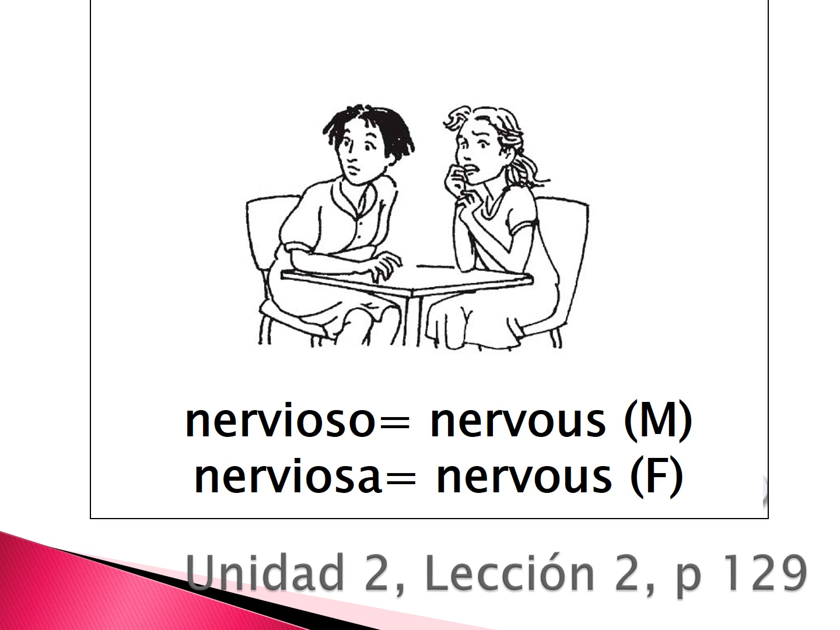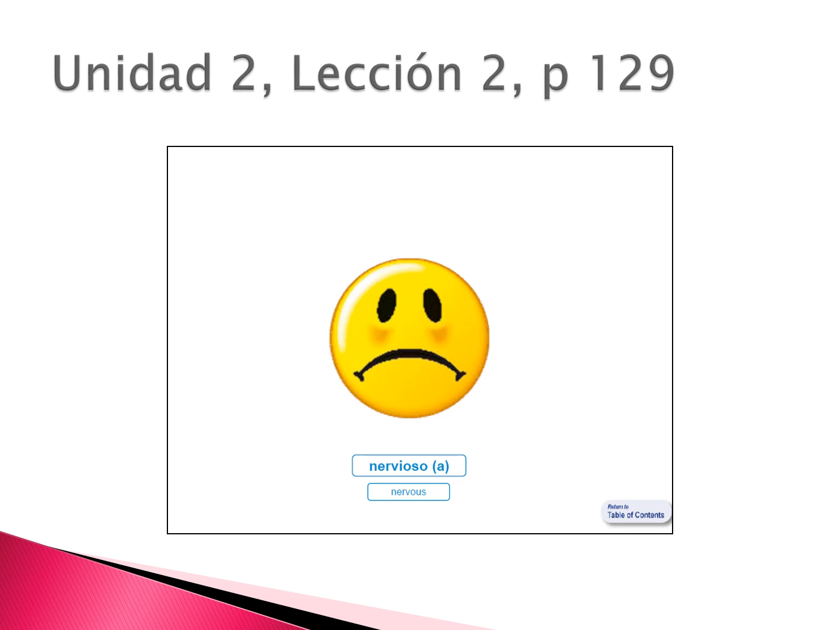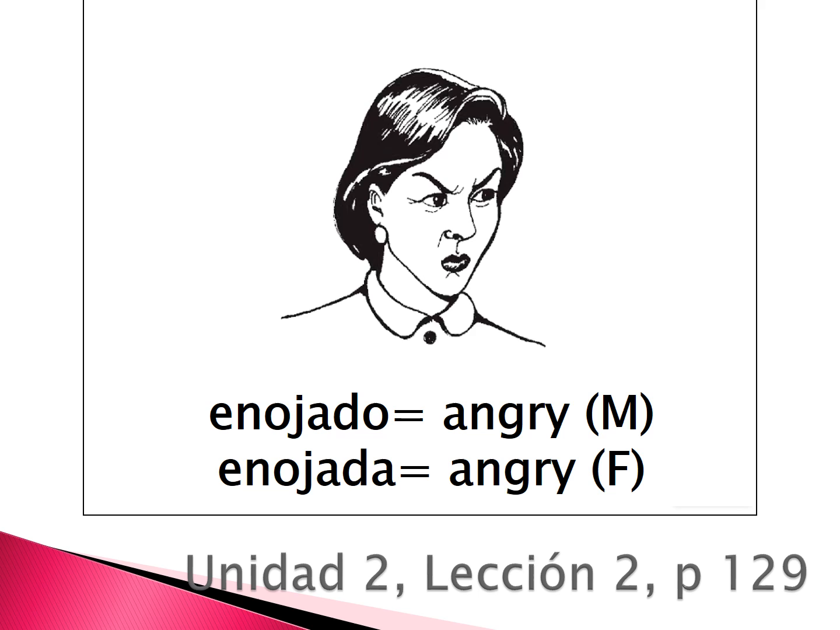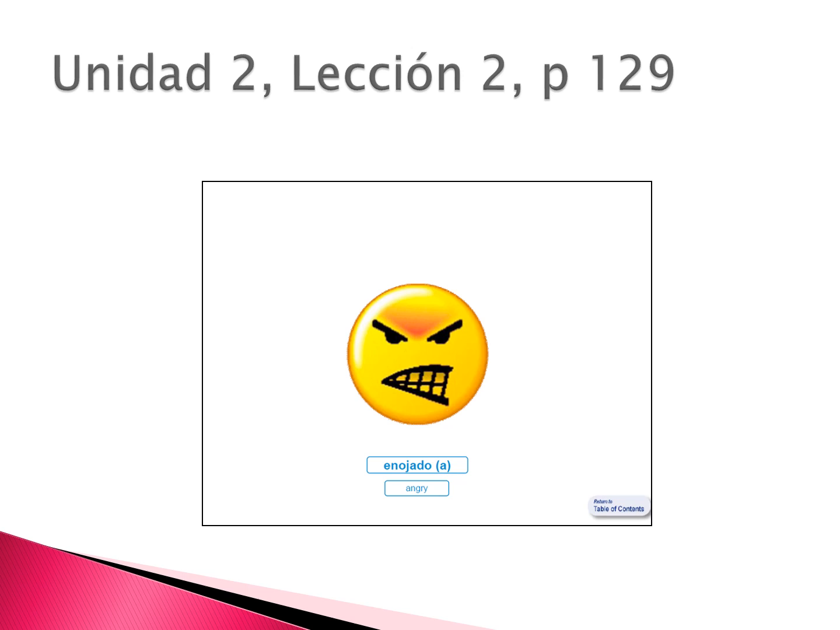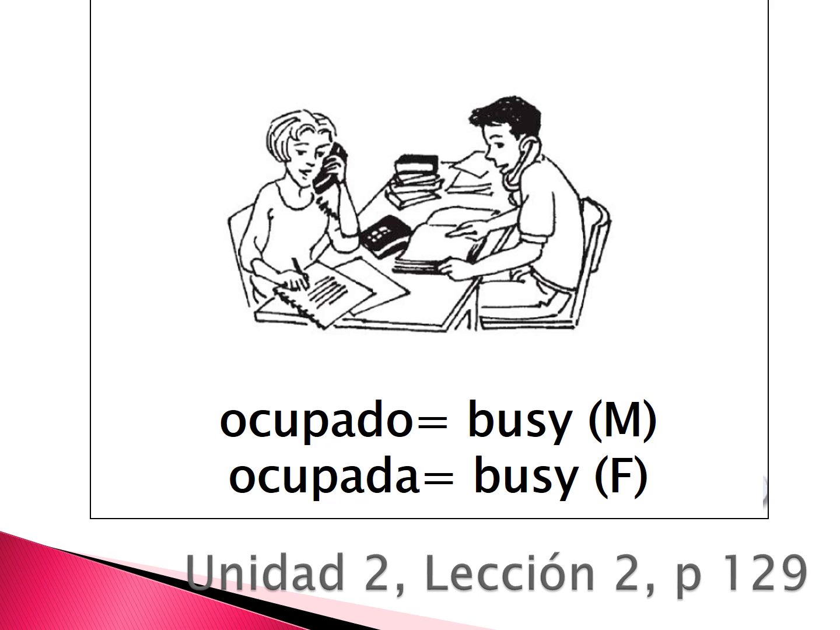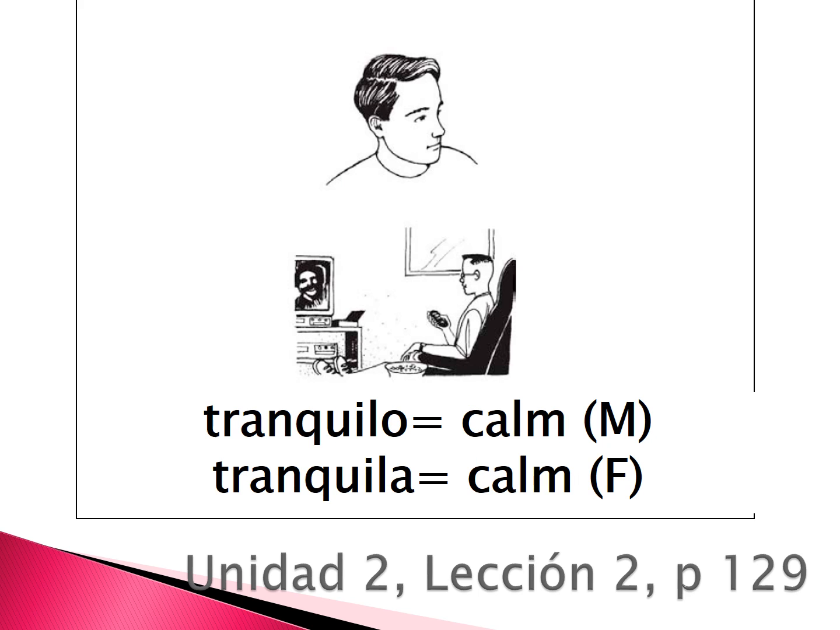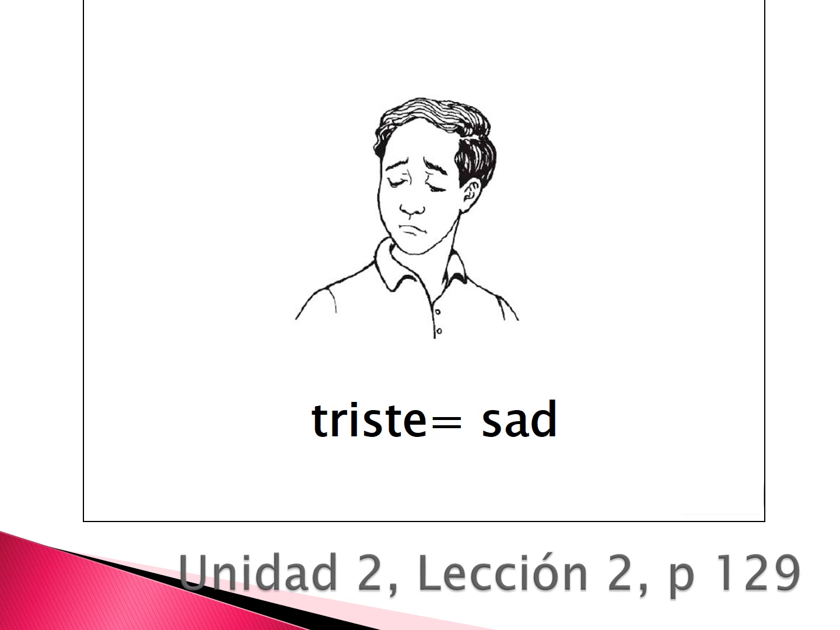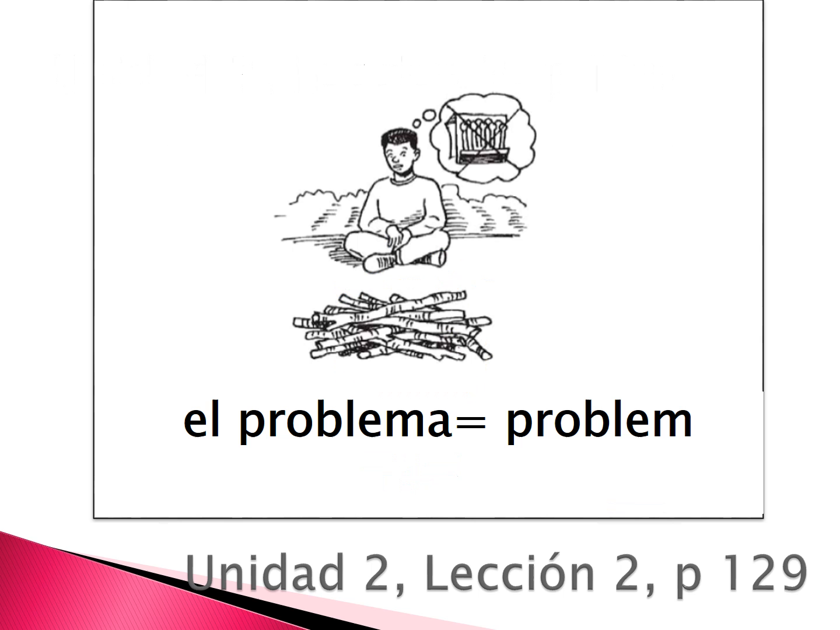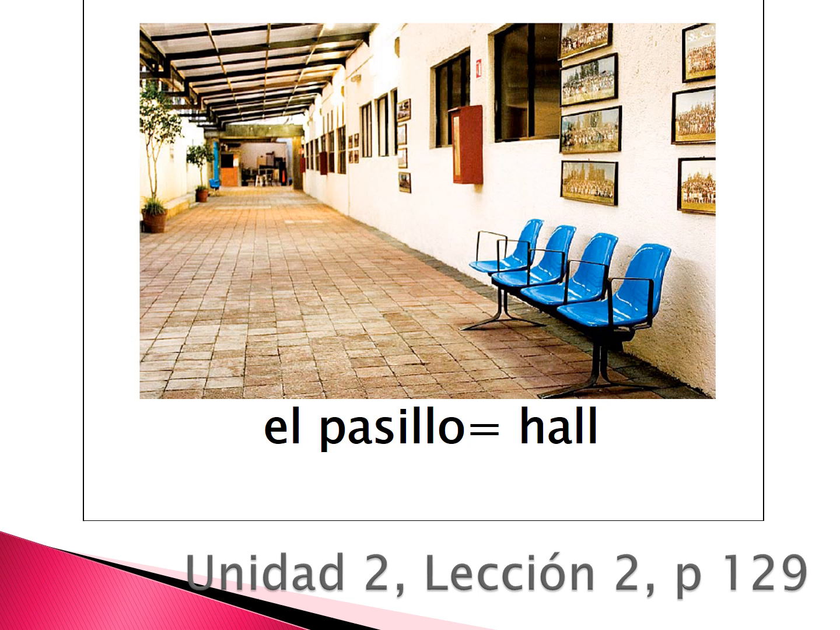Nervioso is masculine for nervous. Nerviosa is feminine for nervous. Enojado, masculine for angry. Enojada is feminine for angry. Ocupado is masculine for busy. Ocupada is feminine for busy. Tranquilo is masculine for calm. Tranquila is feminine for calm. Triste is sad. El problema is problem. El pasillo is hall.